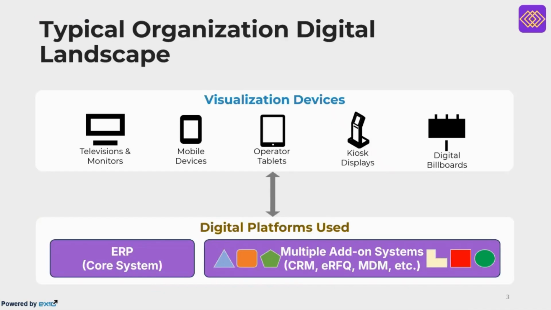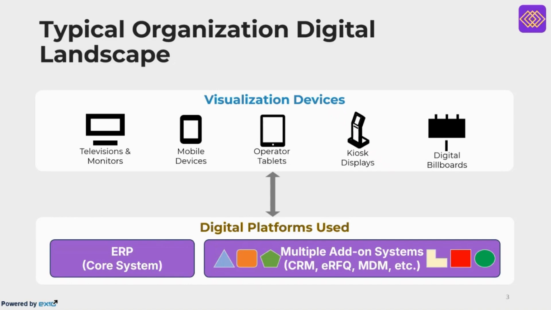This is what we normally see in any typical organization, the digital landscape. We are showing it in two halves, a bottom half and a top half. In the bottom half, you can see that all organizations use digital platforms, and mostly mid-size and large organizations have a core ERP system with multiple add-on systems around it. So that's their digital platform.